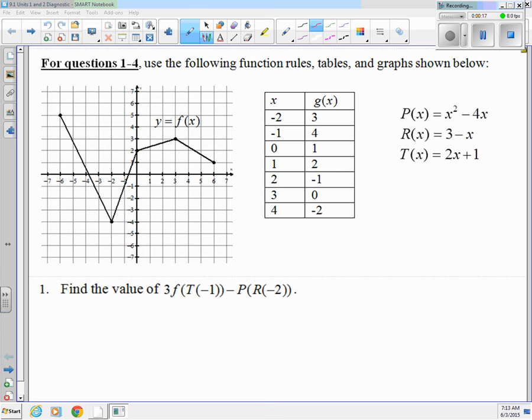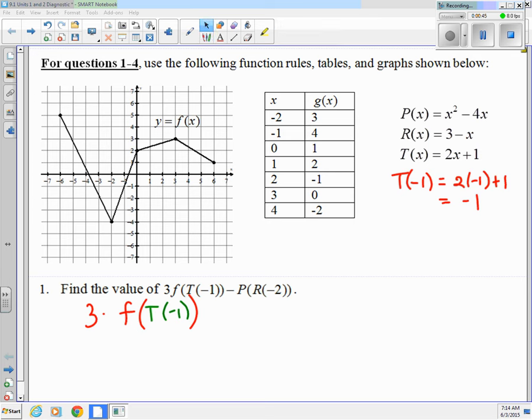We would like to find the value of 3 times f of t of -1 minus p of r of -2. So here we go. I'm going to work inside first. I have 3 times f of... well, I'm going to work on t of -1. I plug -1 into t up here, and I get 2 times -1 plus 1, which is -2 plus 1, which is -1. So now I have 3 times f of -1.